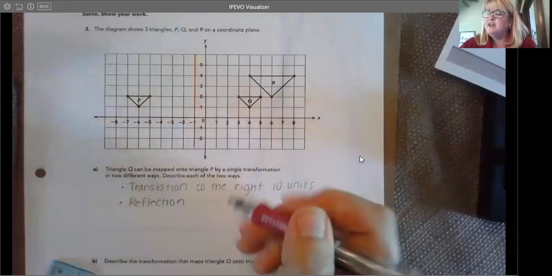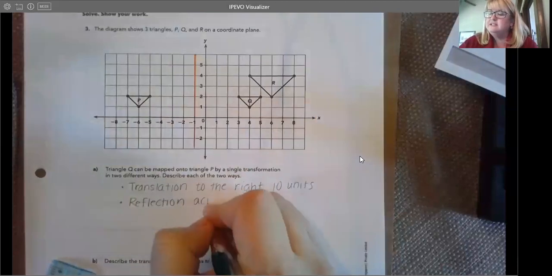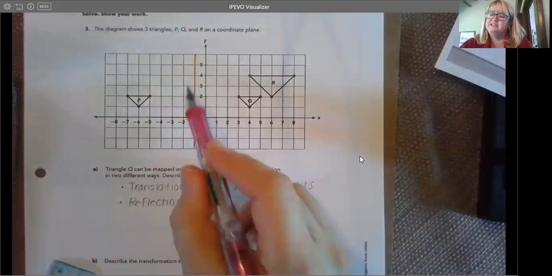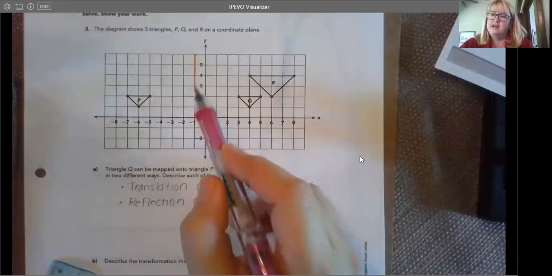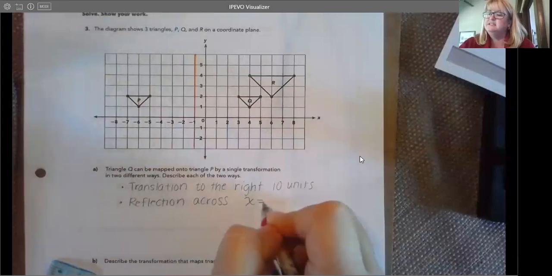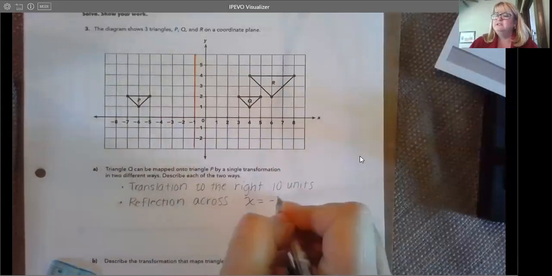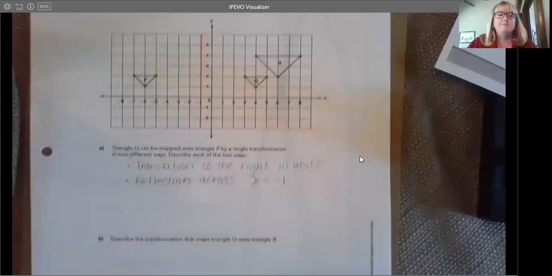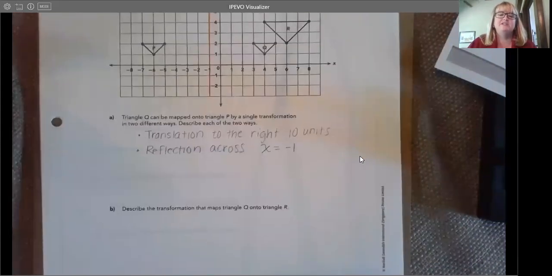So it is a reflection across, and what do we call this? This is a vertical line. A vertical line always starts with x equals, and it's going through -1. So it is a reflection across x equals -1. All right, B, describe the transformation that maps Q onto R.